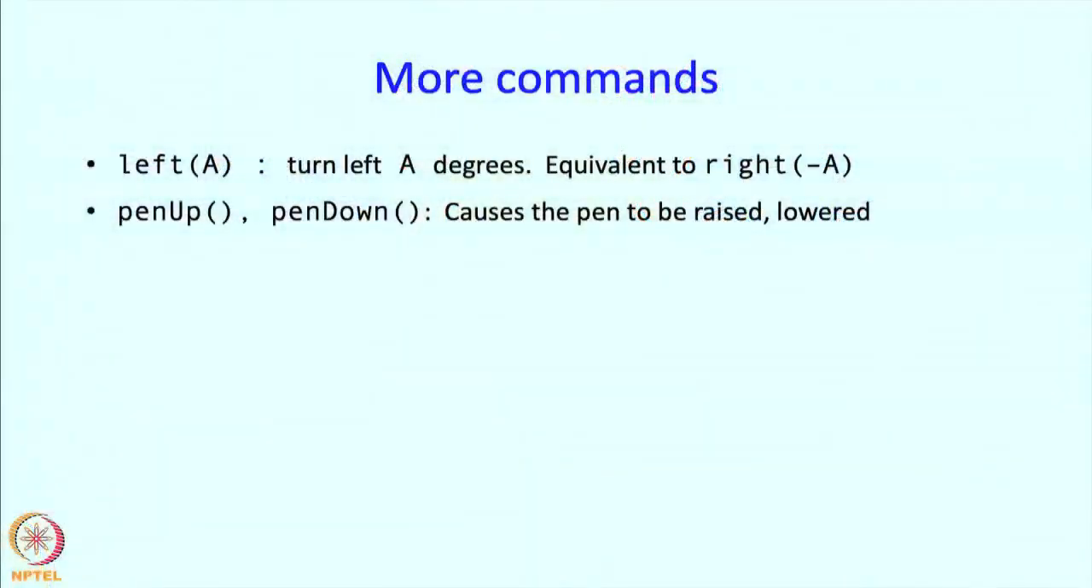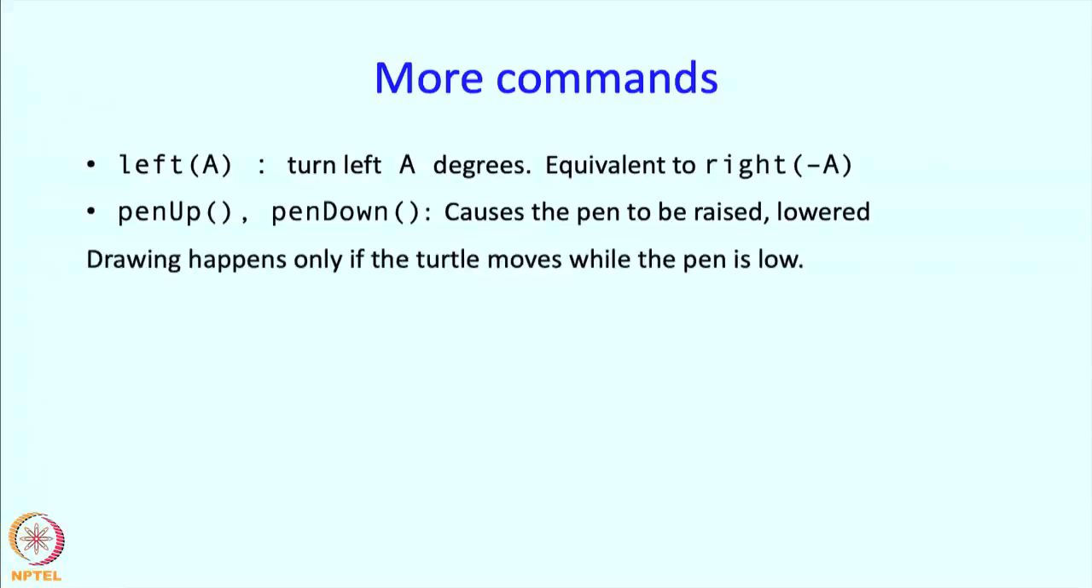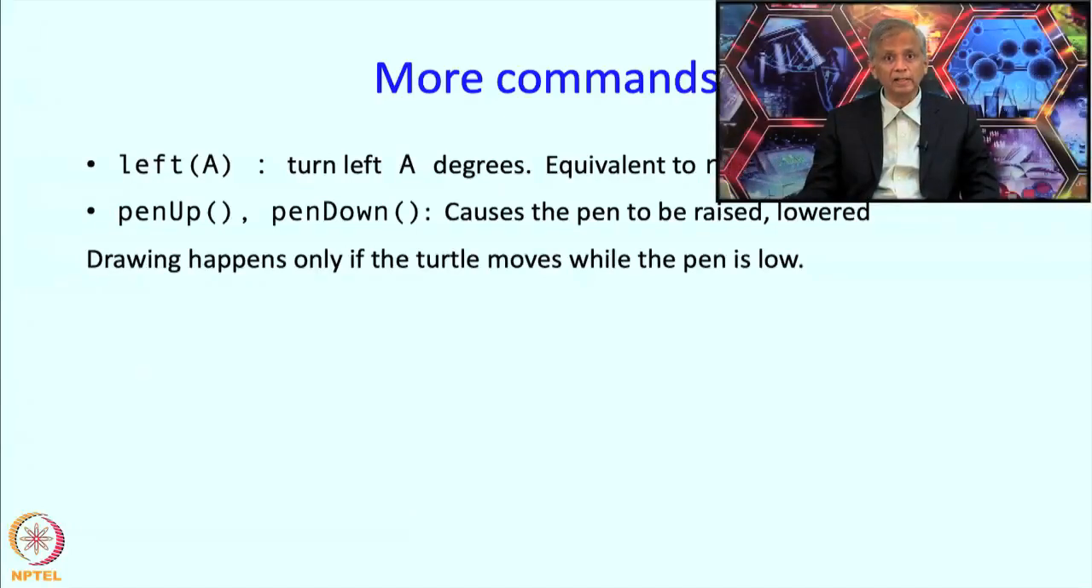Two additional commands are there, pen up and pen down. And these respectively cause the pen to be raised and lowered. What does that mean? Well, the drawing is going to happen only if the turtle moves while the pen is low. If you raise the pen, if you issue the pen up command and then move, only the turtle will move, no drawing will be done. So after that you need to put down the pen again by giving the pen down command, and only then will any drawing happen from that point onwards.